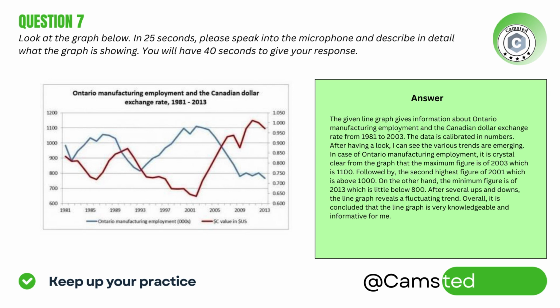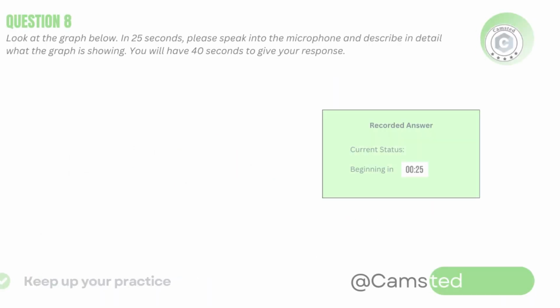On the other hand, the minimum figure is of 2013, which is a little below 800. After several ups and downs, the line graph reveals a fluctuating trend. Overall, it is concluded that the line graph is very knowledgeable and informative for me.